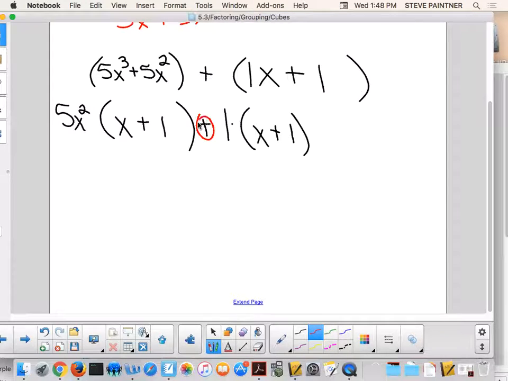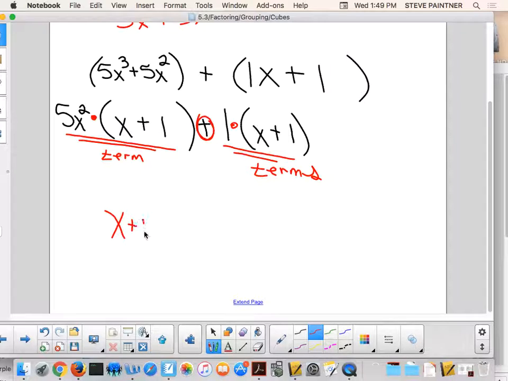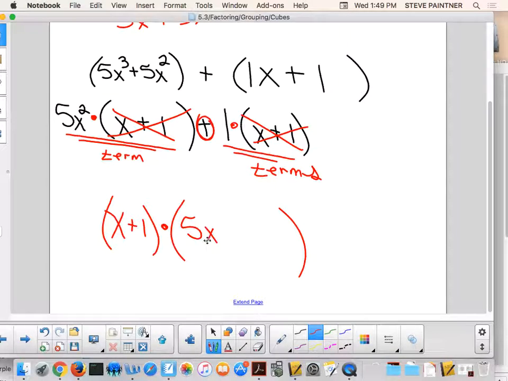The plus sign separates 2 terms. A term is made up of multiplication. So this is a term, and this is the other term. Now, these two terms share what? x plus 1. So that x plus 1 becomes the GCF. Whenever you take out a GCF, you just multiply it by what's left. What's left if you take out an x plus 1? 5x squared plus 1. Right?